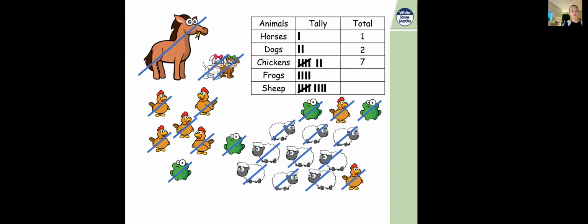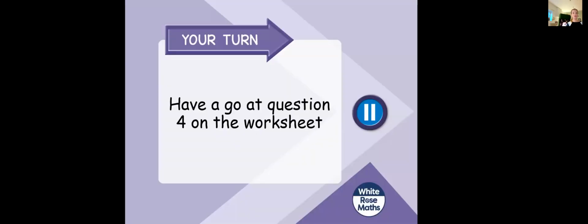What number's going to be written in for frogs? What number's going to be written in for sheep? Should we see if you're right? 4 frogs and 9 sheep. Well done. Right, have a go then at question 4 on your sheet.